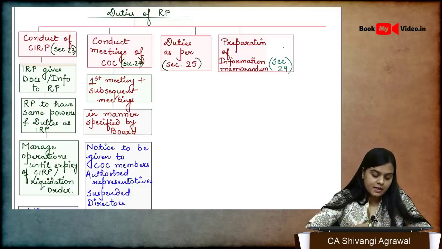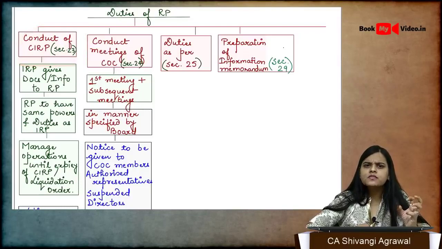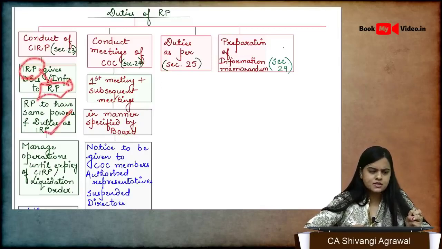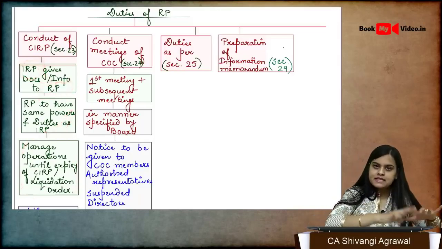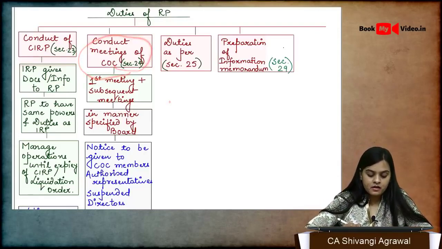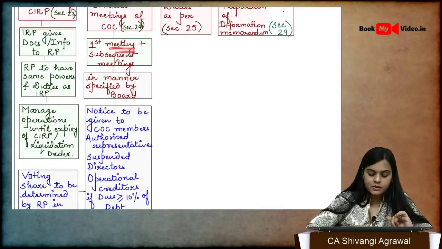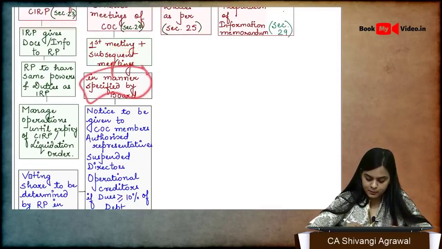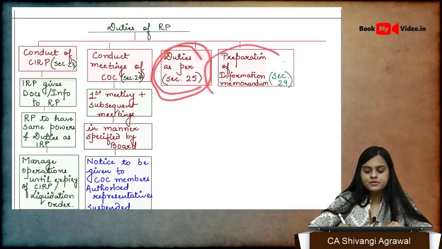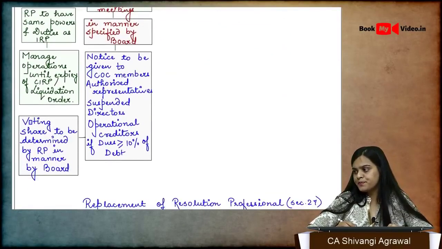Okay. RP has to conduct the whole CIRP process. Whatever documents were available with IRP, he is going to hand over the documents to RP. RP also has the same rights and duties and powers as IRP. He has to manage the operations till CIRP ends or the liquidation order is passed. He has to conduct the meetings of COC. In the first meeting, he is appointed, so subsequent meetings he, of course, conducts in the manner specified by board. And he also has certain duties as are given in section 25, and he also prepares the information memorandum.